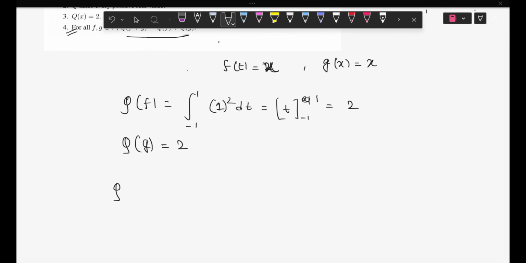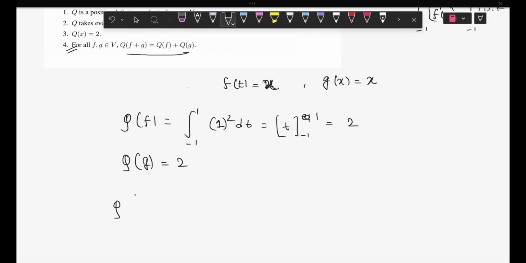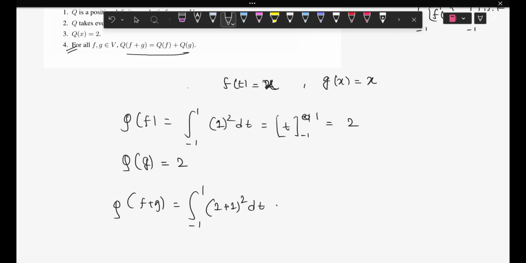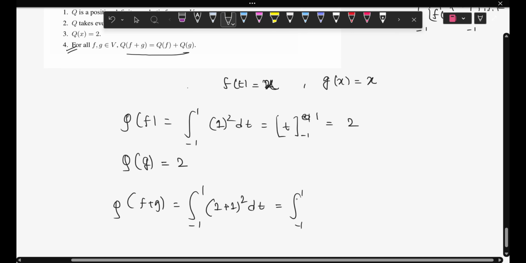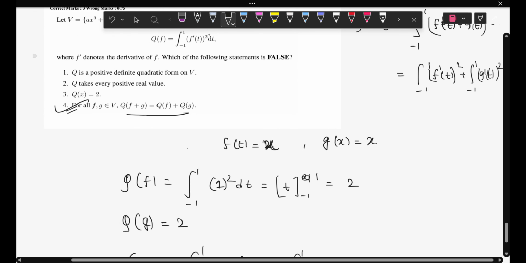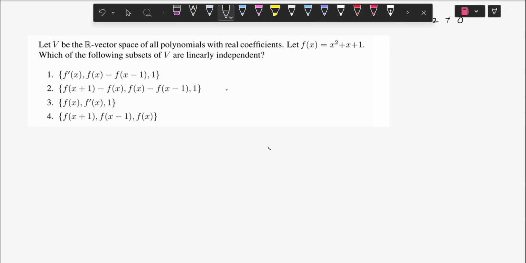q of f plus g. So that is integration minus 1 to 1 f dash x gives you 1, g dash x gives you 1 whole square dt. So that is integration minus 1 to 1 2 square 4 dt. So that is 4 into 2, which is equal to 8. So therefore option 4 is wrong, which is our required option. Now let's move on to the next question. Now let's solve the next question from linear algebra.